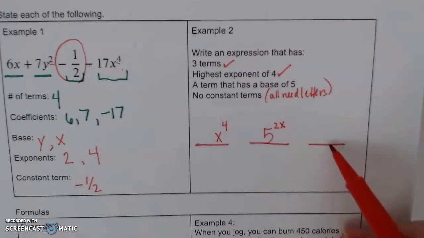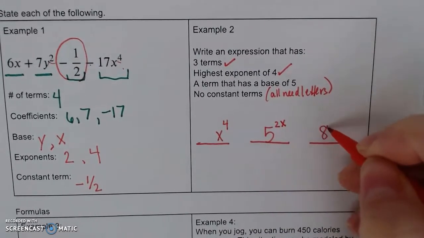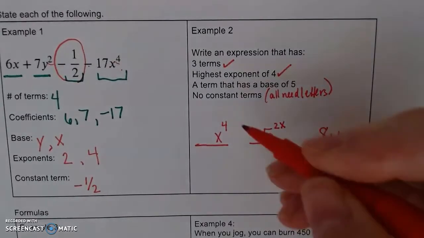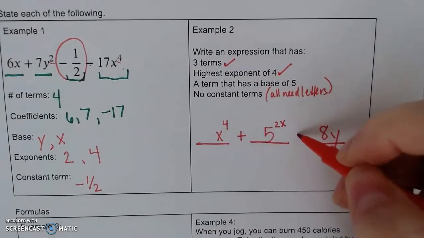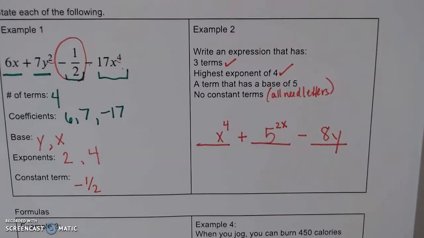And then I need another term, and I know it needs to have a letter, so I'm just going to make this, how about 8, and I'm totally just going to make this up, a y. So I've got plus, and I'll just make one minus. But there is such a variety of answers that you could have, so just go through the requirements.